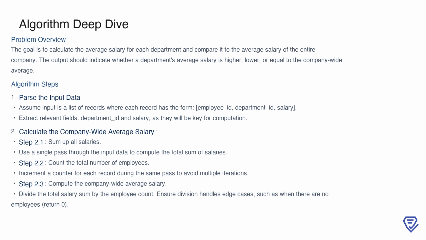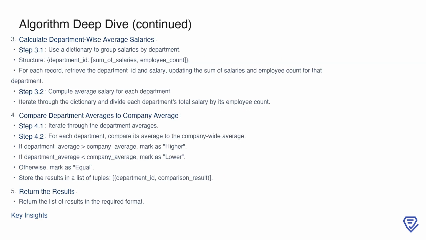Next, we calculate the company-wide average salary. This involves summing up all salaries in a single pass through the data to avoid redundant computations. During this same pass, we'll also count the total number of employees to ensure efficiency. Finally, dividing the total salary sum by the employee count gives us the company-wide average. It's important to handle edge cases, such as when there are no employees, by returning a default value of 0 for the average salary.